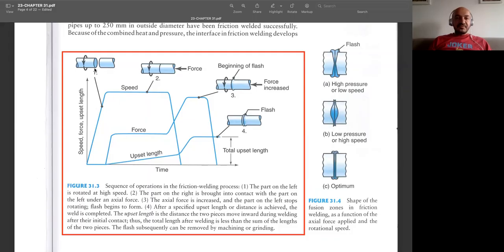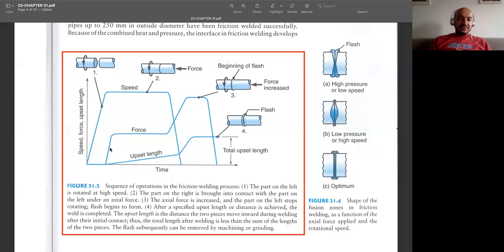Let's have a look at speed. At the first stage, we are increasing the speed of our rotating part. Then we close the gap, and we generate heat due to the friction, but the speed of the part is the same. It's at a constant level. Then in the third stage, we start decreasing the speed of the left part, but continue applying the force. And in the fourth stage, you see we have zero speed. That means this part is stopped, but we continue applying force.